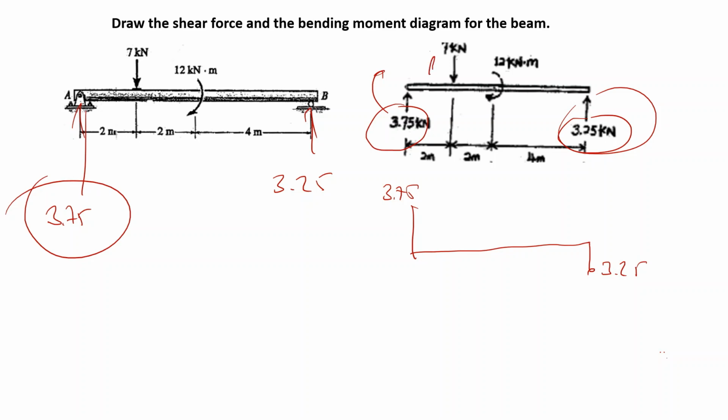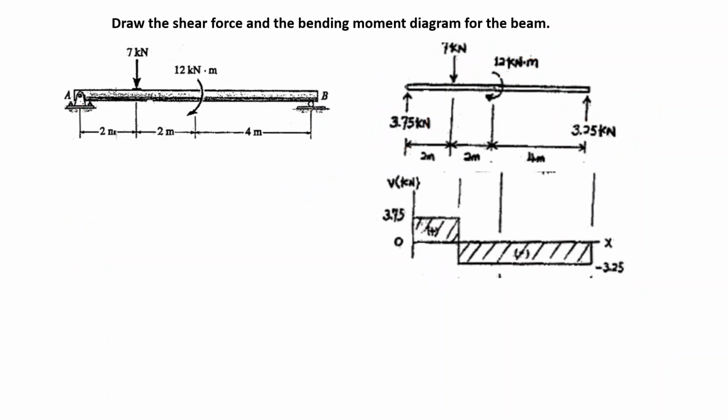Region 1, slope is 0. Minus 7, when you go down 7, well, you will get minus 3.25. And from here to there, in this region, region 2, well, you will have 0 slope, and the curve will look like this. Okay, let's draw the moment diagram.